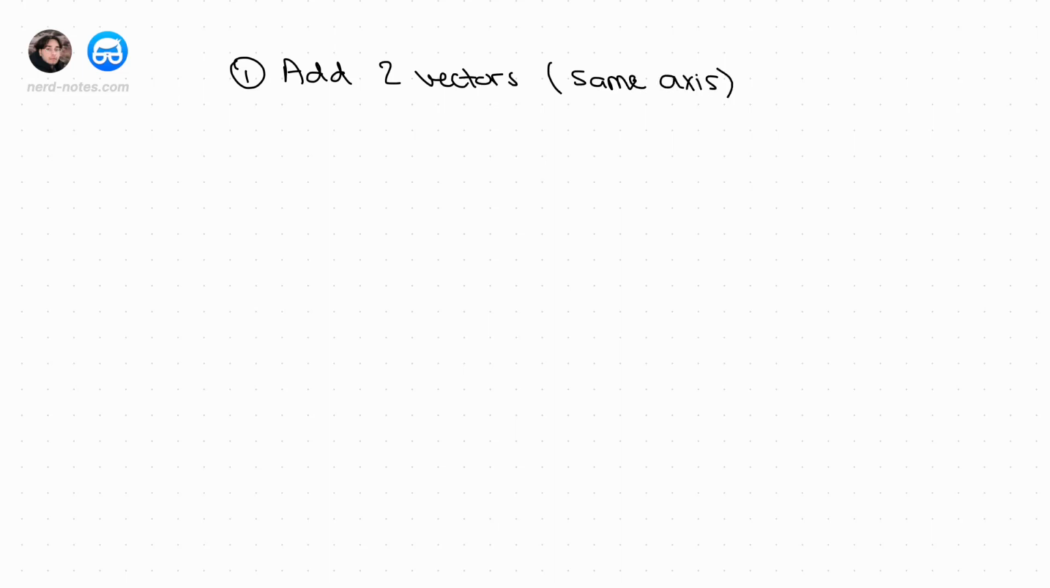Okay, and for the second thing, we're going to add two vectors again, but this time they're going to be on different axes. So maybe they can be perpendicular, maybe they don't have to be perpendicular, but for the sake of this case, we're going to make sure that they are perpendicular. And again, I'll explain what all of these mean in just a second. And the third thing we're going to do is we're going to actually take one vector and split it up into multiple. So split it up into two.